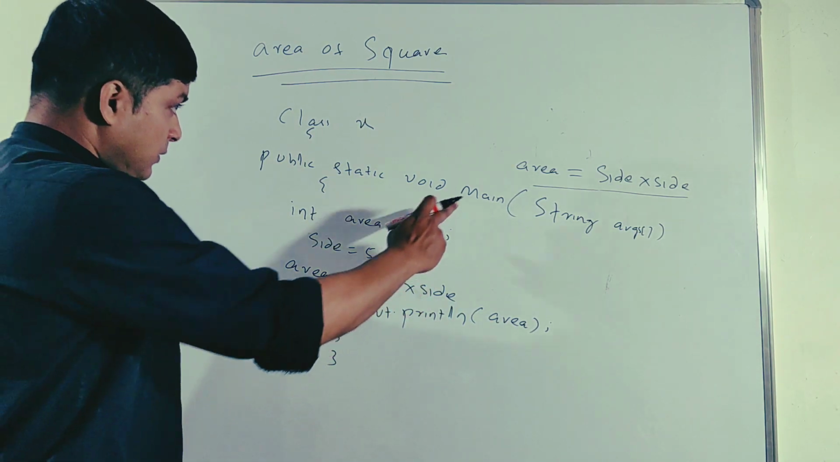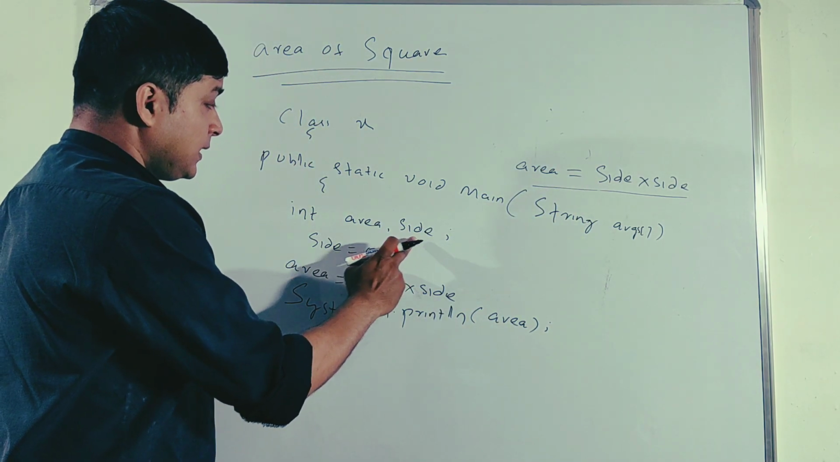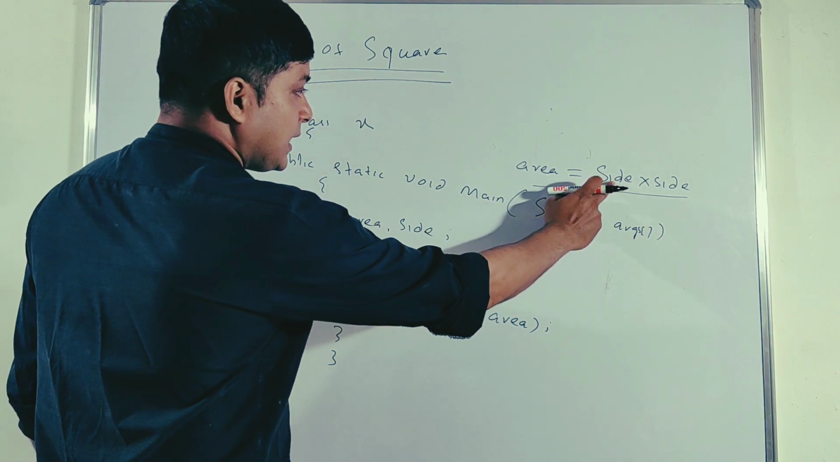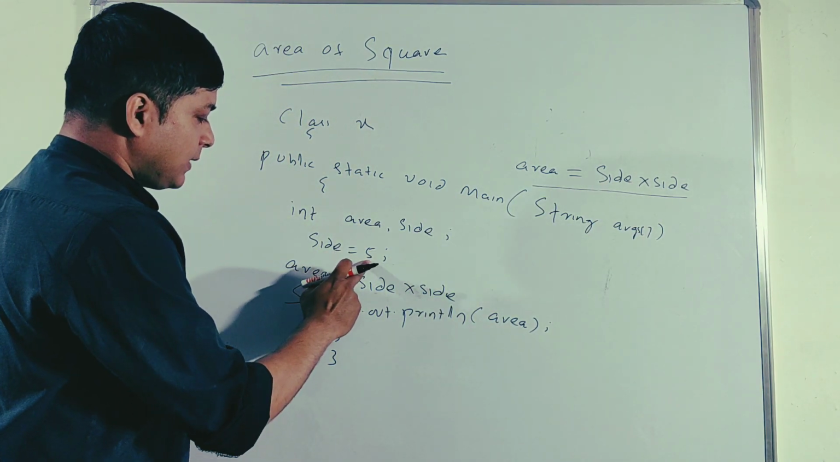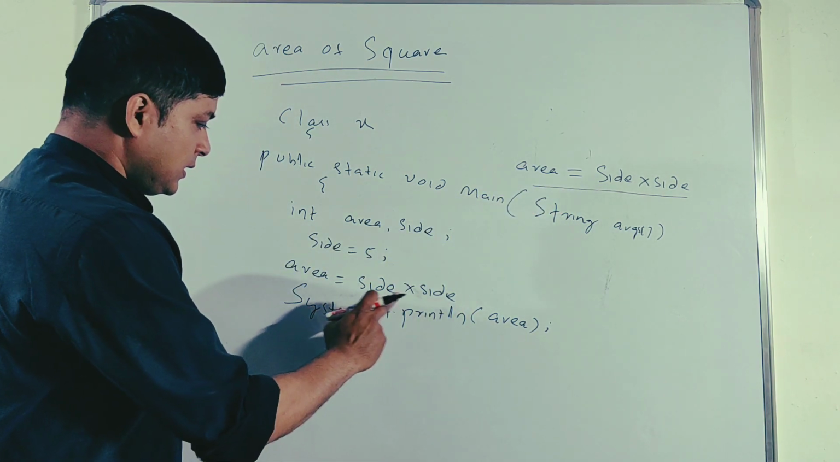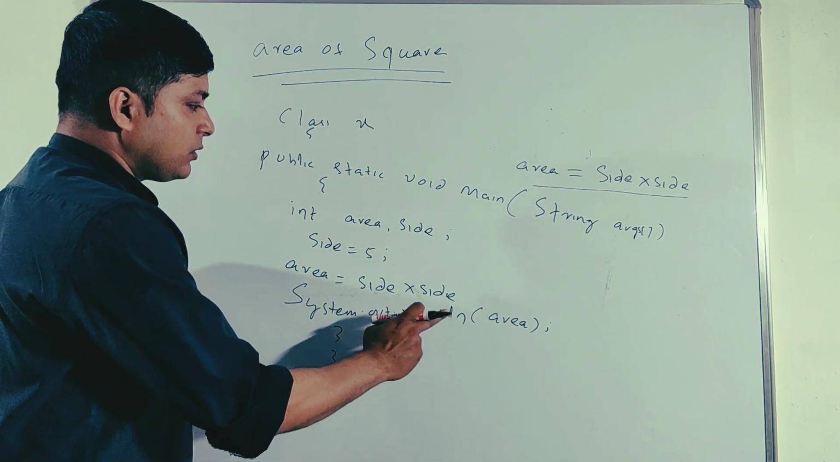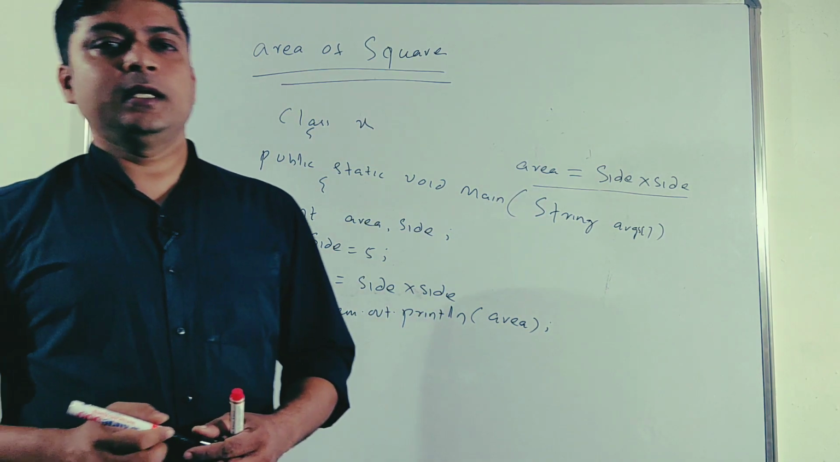So in the first program, two variables are there, area and side. You have to take two integer variables, area and side. The next step is to initialize the right side value, so side equal to 5. Then write the full logic, area equal to side into side. Then print the left side value with System.out.print. This way you can write a Java program.